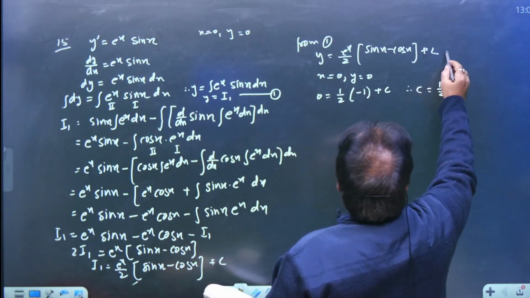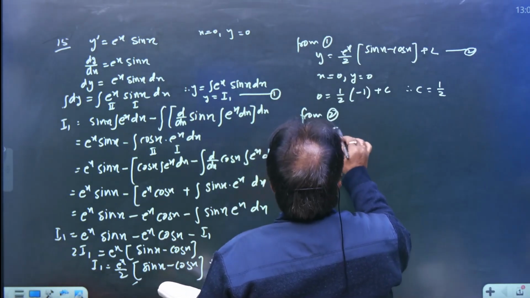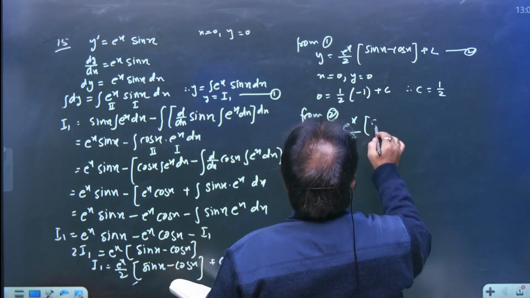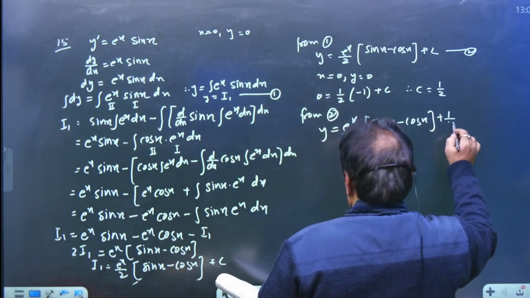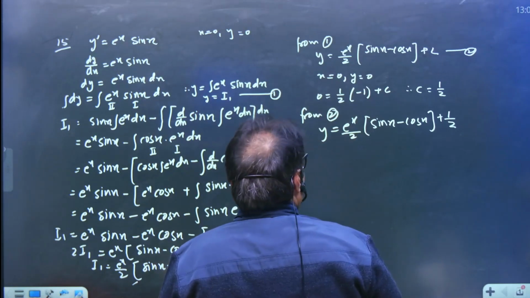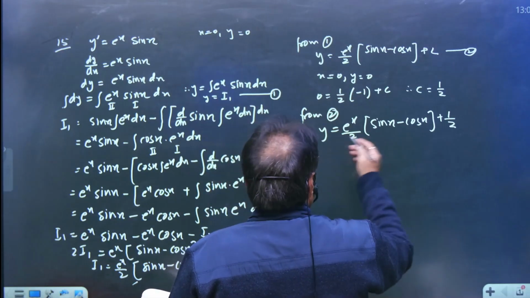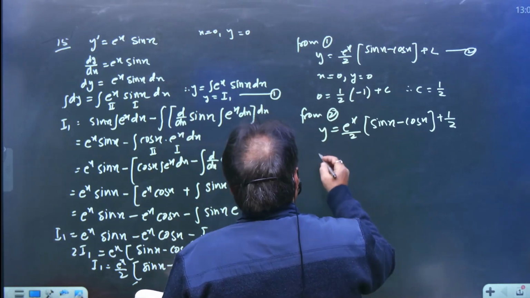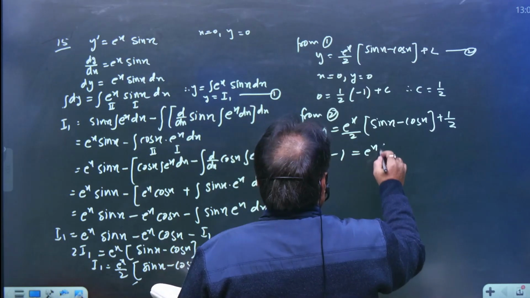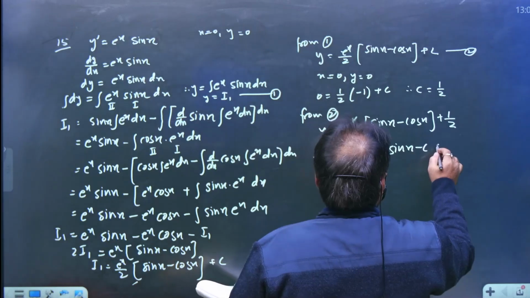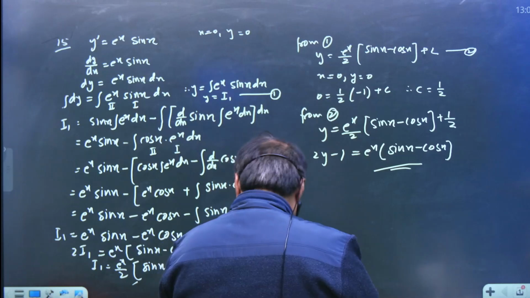Okay. So from the second result, y is equal to e to the power x by 2 into sine x minus cos x, and the value of c, that is 1 by 2. So we can take this 2 as the LCM, so it will be 2y, and transfer 1 to this side, then e to the power x into sine x minus cos x, and this is the final result of question number 15.